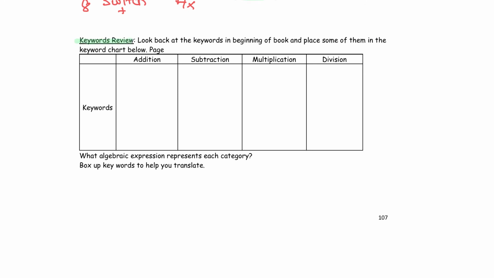Keywords review. Look back at keywords in the beginning of the book and place some of them in the keyword chart below. Those keywords can be found on page 7. So what you would want to do is look at the keywords and plug some of them in. Be sure to box up keywords to help you translate. I will actually include a copy of page 7 on the next page, so if you need to flip back and forth, that will help.